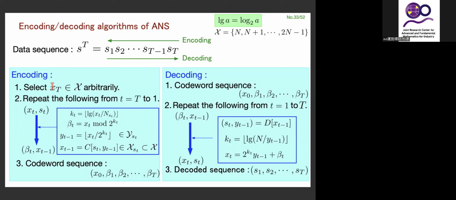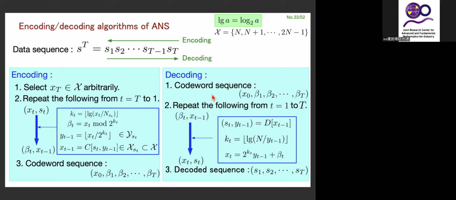We first select the state Xn, which is from X. X consists of n to 2n minus 1. And repeat this mapping from time t equal capital T to 1 in backward order by calculating this mathematical operation. Beta t is the binary code word of source symbol st, and xt is the bit length of beta t. And finally, we obtain this code word sequence, x0 beta 1 to beta t.